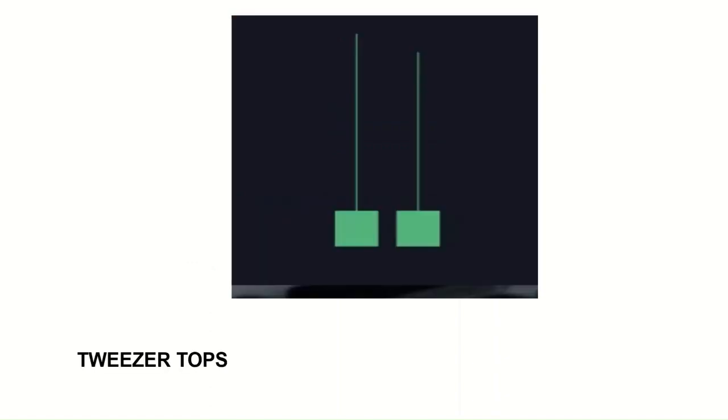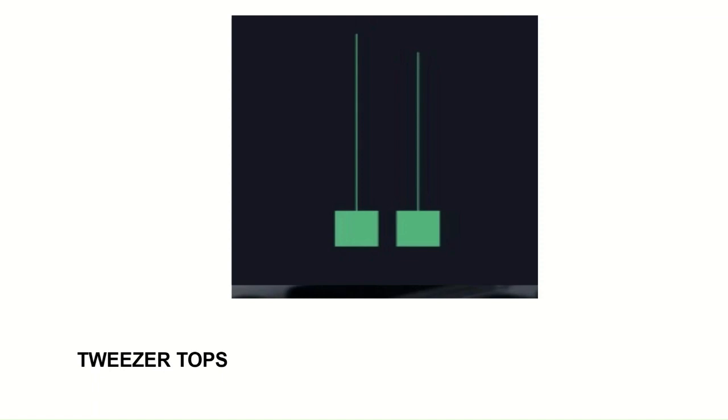Let's go to the next one, tweezer tops. So tweezer tops consists of two high test candles. We've already explained the high test candle before. So tweezer top is just like the formation of two high test candles. So it represents a double rejection of the area where they appear. We already said that a top is like a rejection of a certain area. So when you see double, it's like a double rejection of that particular area.